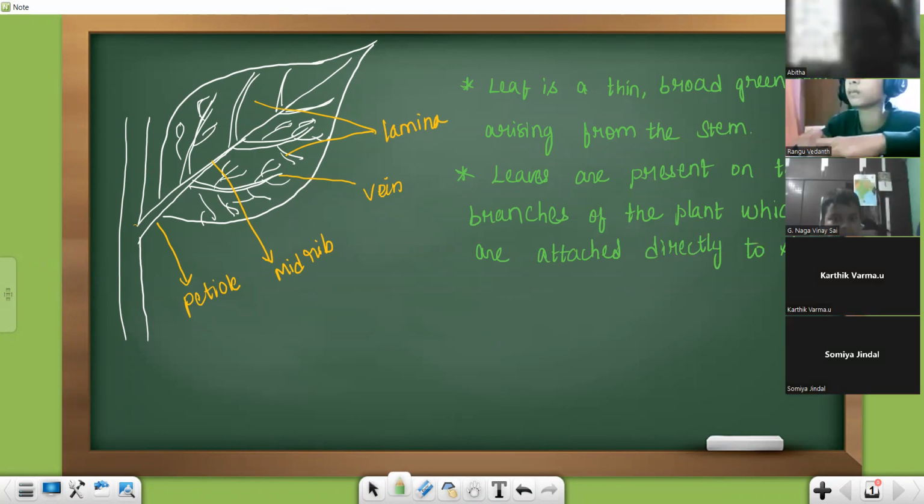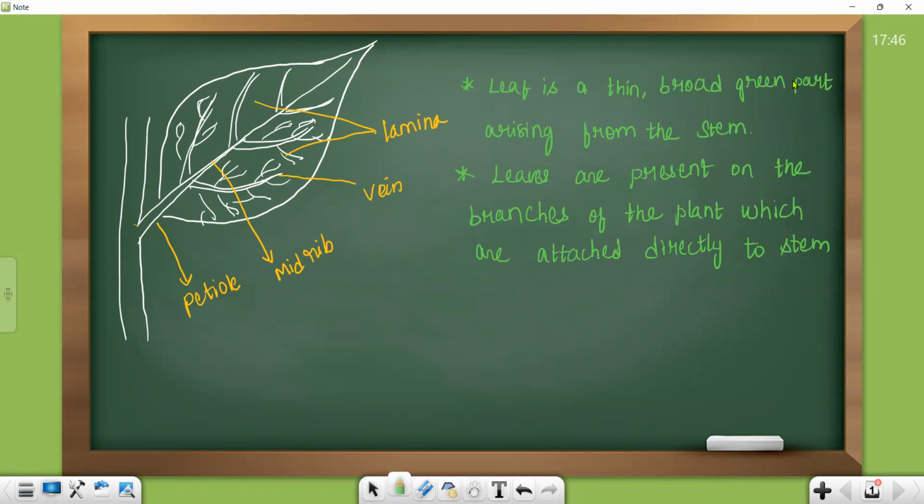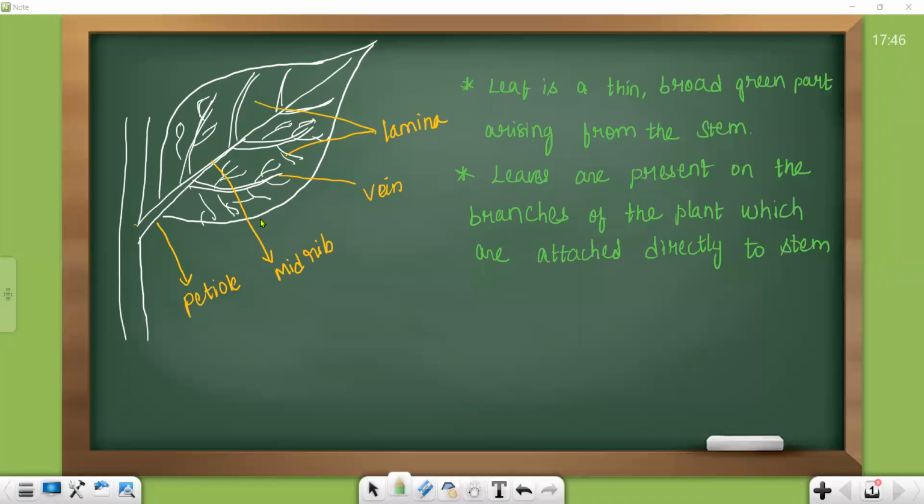Hello. Yes, sir. Today Nagamani joined this class. Okay, students, are you clear with the parts, right? You're clear with the parts. So we are discussing the leaf.